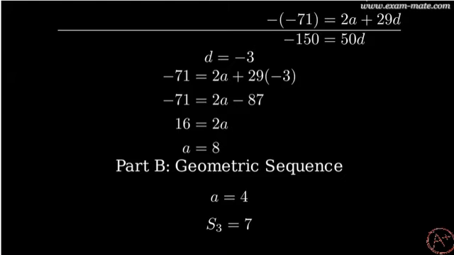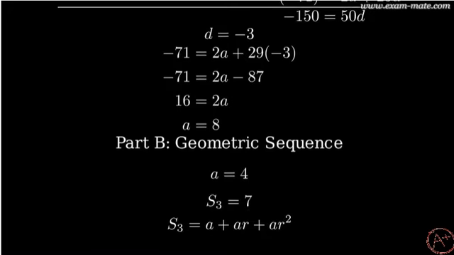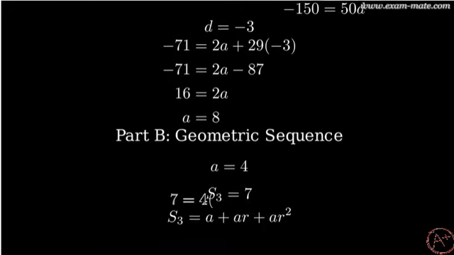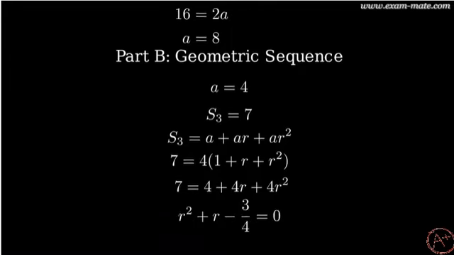We're given that the first term is 4, and the sum of the first 3 terms is 7. We need to find the two possible values of the common ratio and the sum to infinity for the convergent progression. For a geometric sequence, the sum of the first 3 terms is a plus ar plus ar squared. Substituting our values and simplifying, we get 4 times (1 plus r plus r squared) equals 7. Rearranging into standard form, we get r squared plus r minus 3/4 equals 0.